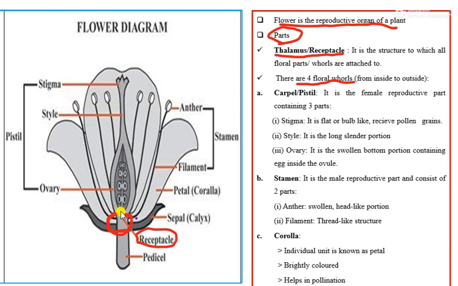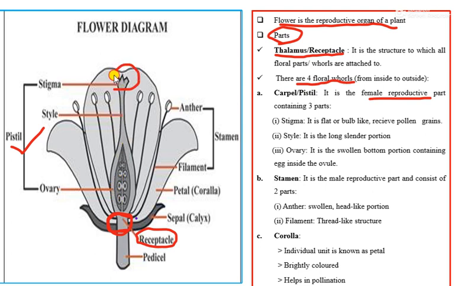This long portion, right, which is a flask shaped structure. What is the name of this structure? It is named as pistil or carpel. Now what are the features of this structure? It is the female reproductive part of a plant. And how many parts can you identify in this structure? There are 3 different parts.